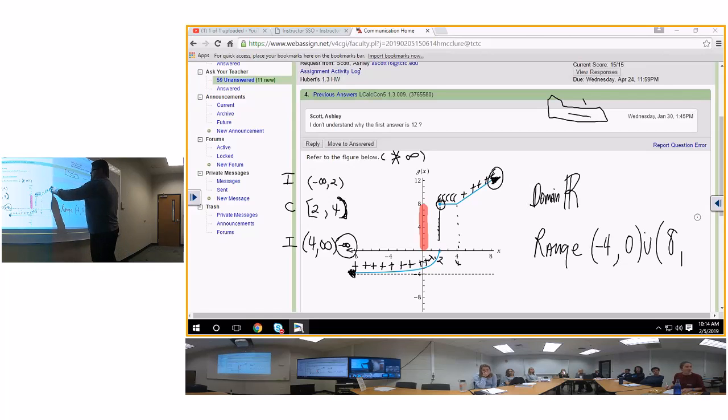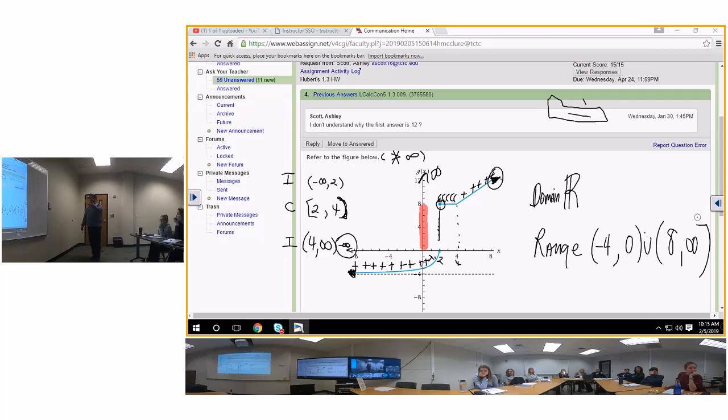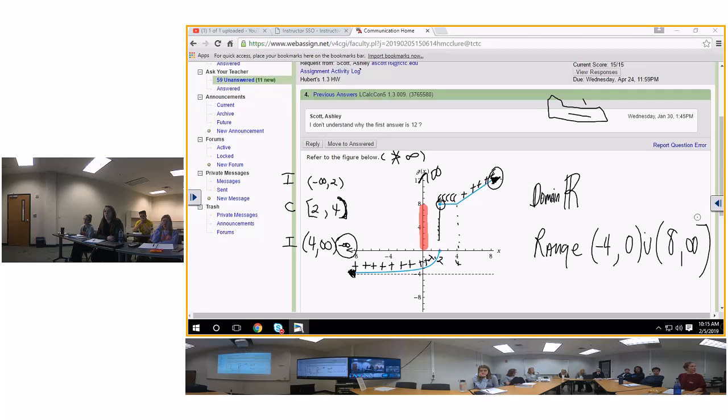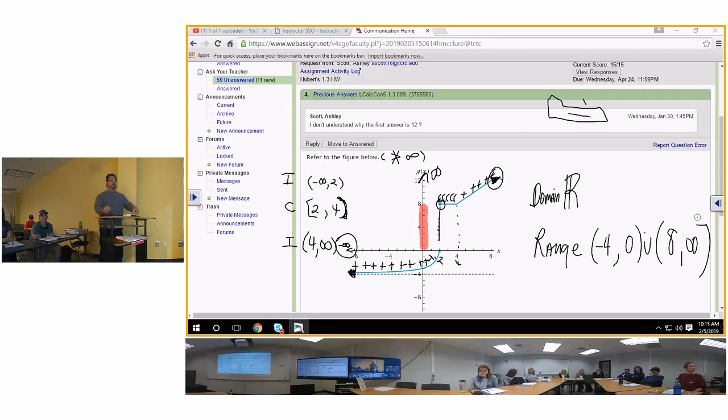So that means this is what? Infinity. That's not a bracket, that's a parenthesis. Your range is from -4 to 0, and then we have a gap from 0 to 8, so we don't put that in the range. And then from 8 to what? Infinity. So I think that's what the question is going to ask. It's going to ask one of those several things, but that's what I want you to be able to ascertain from that problem. I don't know what they're going to ask, but let's see what they ask.